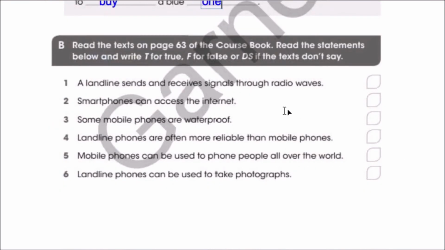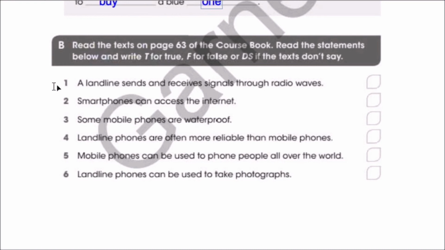Read the texts on page 63 of the course book. Read the statements below and write true or false or DS if the texts don't say. Now in this question we have true, false or DS because some of the information isn't in the text. Now you can stop the video, read the sentences and check with the text and then come back and check again.